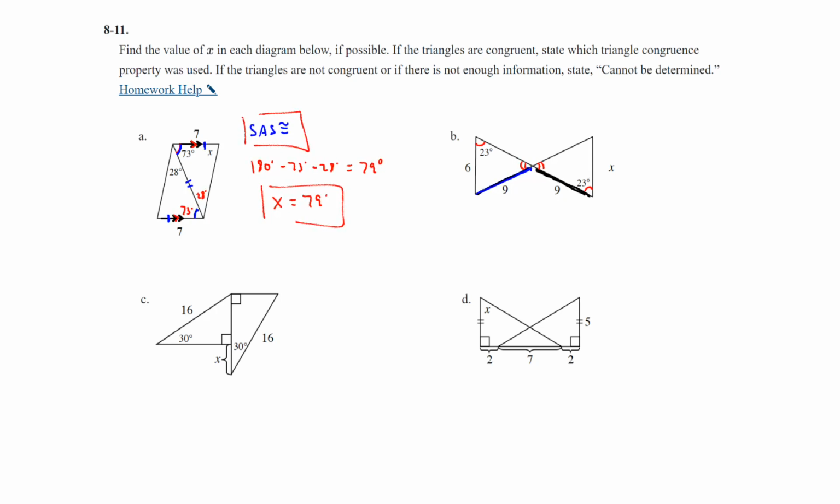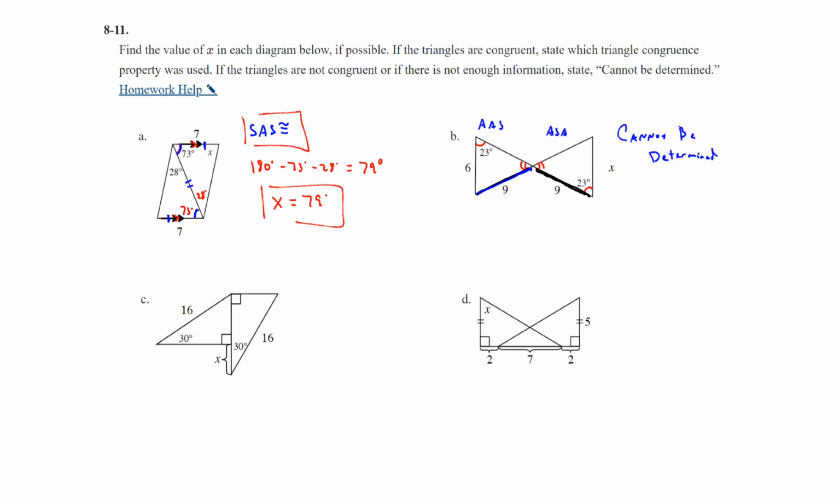So on this one, cannot be determined, because we can't determine if the triangles actually are congruent, really because of where that 9 is located. It's not in the right spot for those triangles to say that they are congruent. So once again, on this side it would look like angle angle side, but on this one it would be angle side angle. So you can't use that to prove that they're congruent.